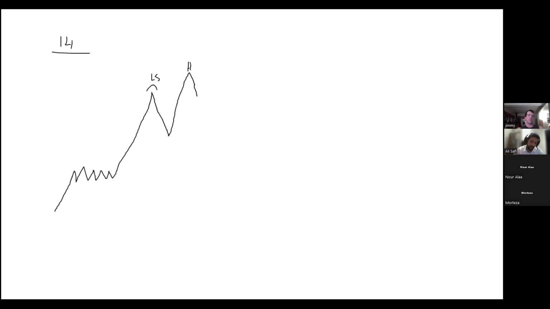There is a demand area here. The rally initiates from this demand, creates this left shoulder, coming down, going up, head. Between these two, we have a higher high in price, but in RSI, you should see something like this.